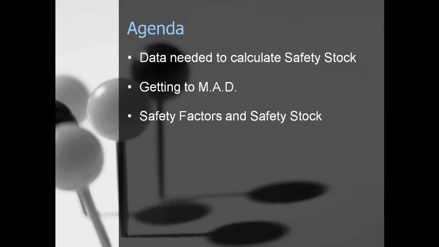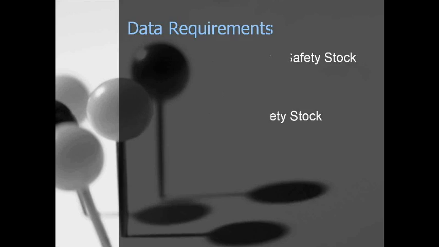Well, today we're going to look at three components of figuring out what the correct, right amount of safety stock is. We're going to start off by looking at the data that you need to calculate safety stock. Then we're going to explore mean absolute deviation, a little bit of algebra. And we wind up with using a little bit of statistics and safety factors along with mean absolute deviation to calculate the right amount of safety stock.